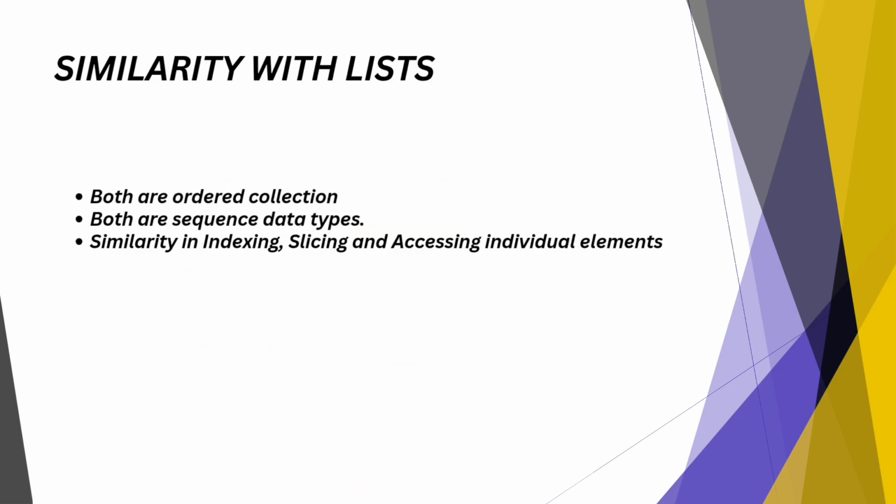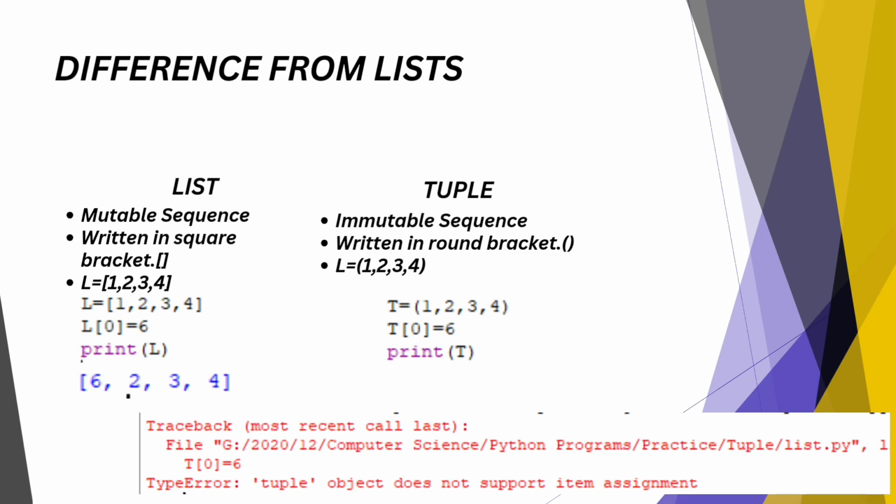So these are the similarities with the list. Both are ordered collections, both are sequence data types. They are similar in indexing, slicing and accessing individual elements. Both are ordered collections, meaning they can contain any type of sequence. In indexing, we can access the elements of the list or tuple with the index. Slicing can also be used, and accessing an individual element is also the same.